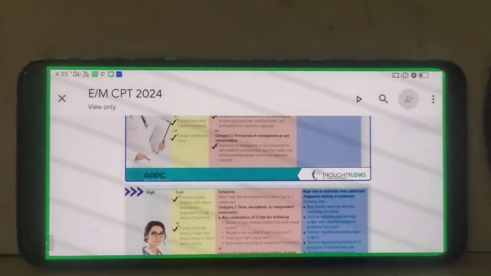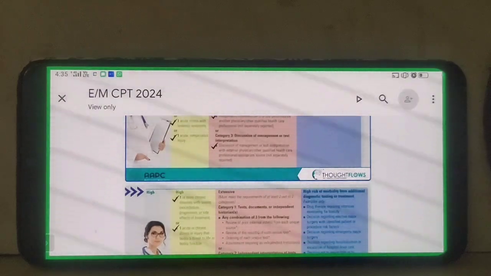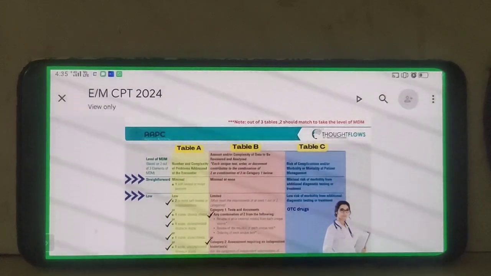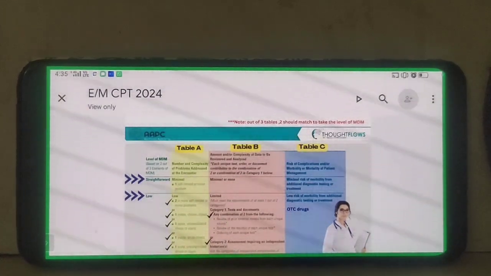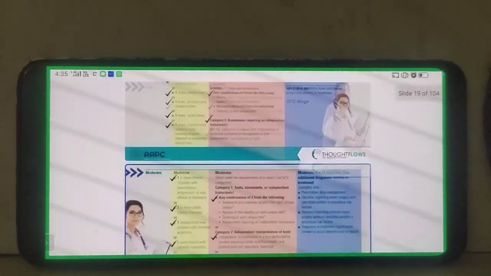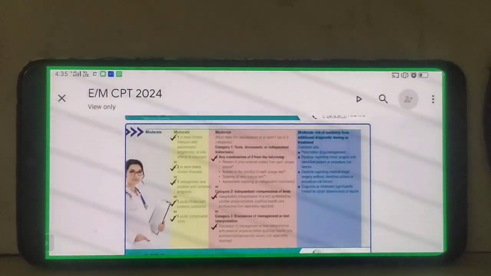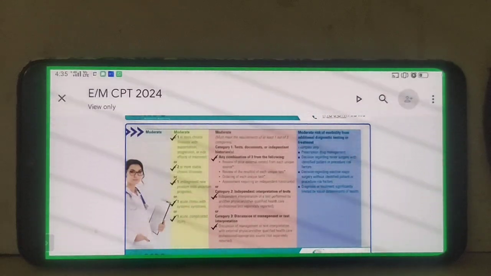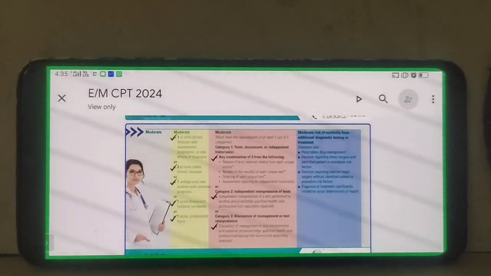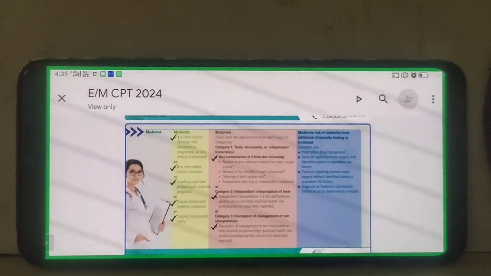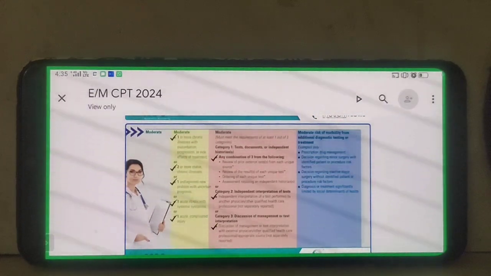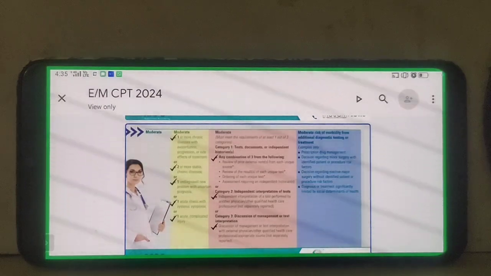Suppose 2 tables are satisfied, that means table A, table B and table C. From these 3, any 2 tables that are satisfied in different levels, for example, table A satisfied in low, table B satisfied in moderate, means choose the lowest one. Comparing moderate and low, which one is the lowest? Low.